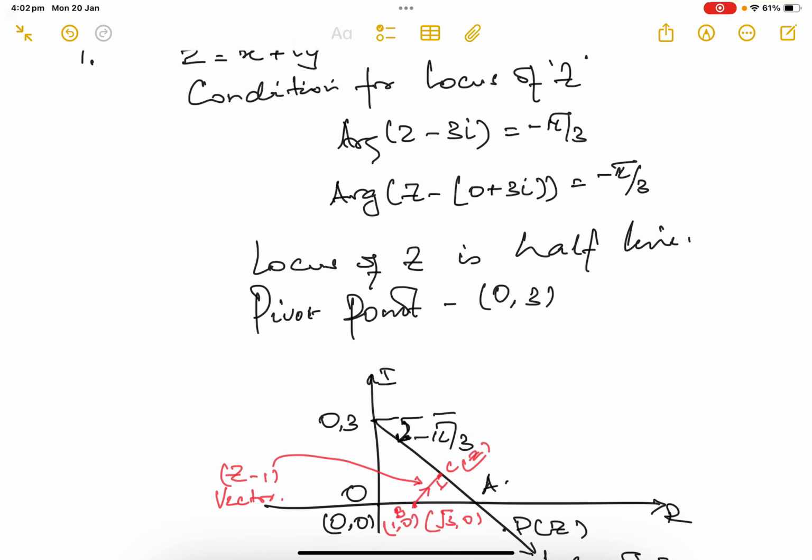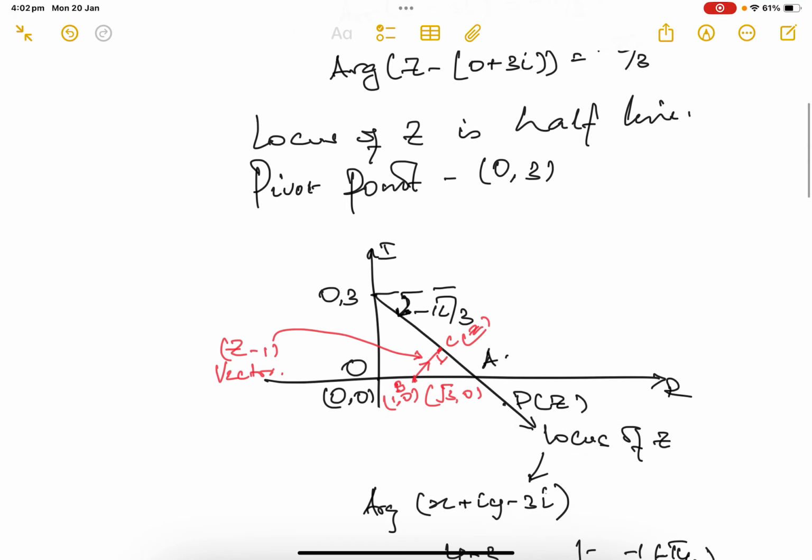So if the argument is given, then the locus of z is a half line. The reason for a half line is that it has a starting point, a pivot point. The pivot point is (0, 3), from z minus 0 plus 3i. So that is on the imaginary axis, (0, 3). The locus of z, which is a half line, will be starting from (0, 3).